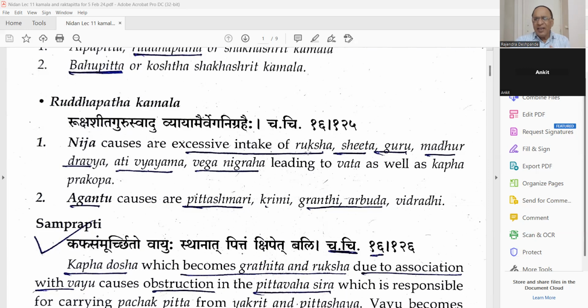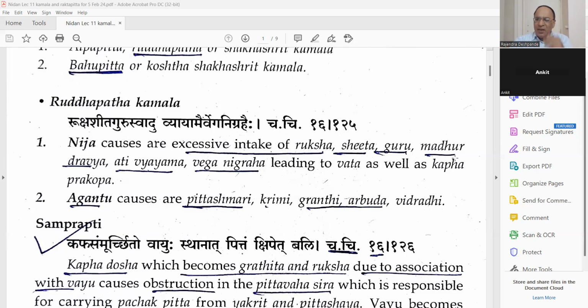So when the person is taking totally dry food, fast food, street food on the road, not eating regularly chapati, rice, milk, curry freshly cooked at home, that is Ruksha. Shita is stale food, not freshly cooked. Guru is fried in oil, vada pav, bhaji, heavy to digest. Madhura dravyas: too much fatty food, too many sweets, laddu, jalebi, mithai.